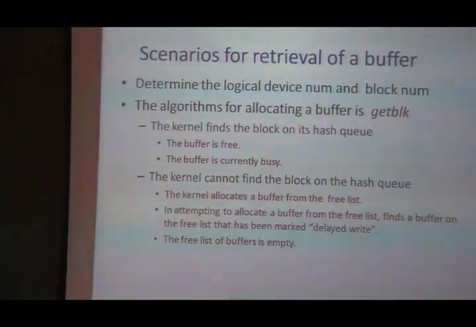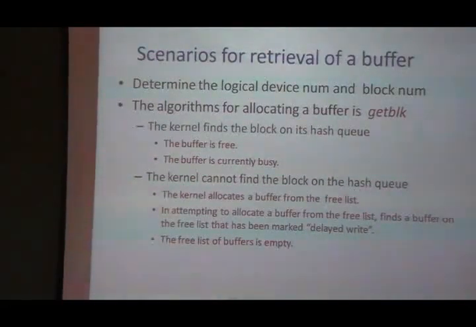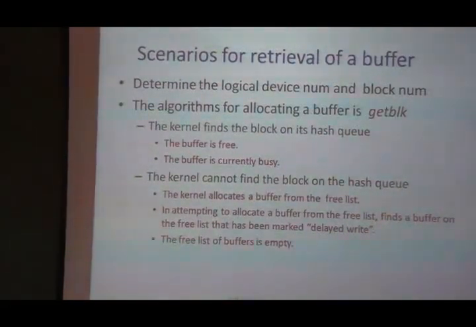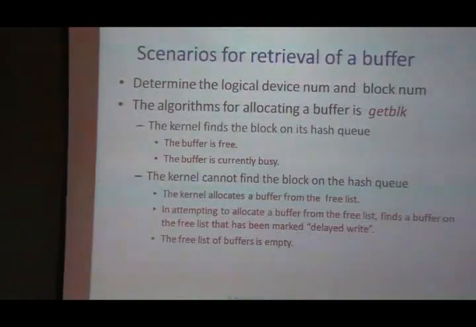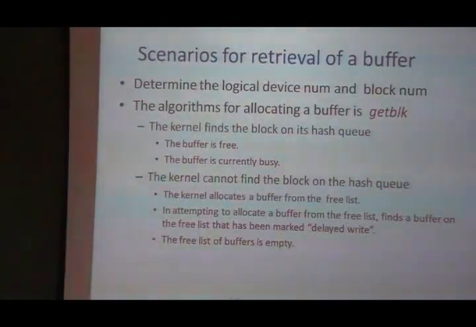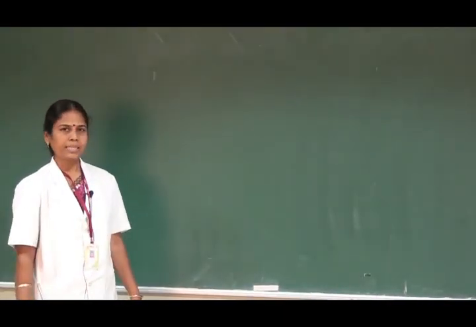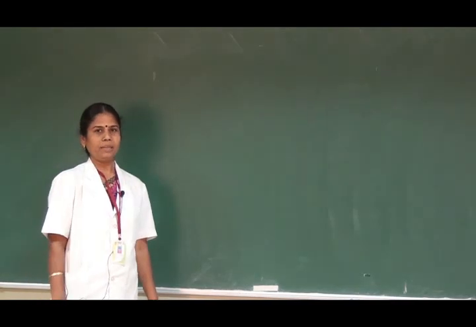The first is the buffer is free. The buffer is currently busy. The kernel cannot find the block on the hash queue. Again, there are 3 scenarios. The kernel allocates a buffer from the free list, and attempting to allocate a buffer from the free list finds a buffer on the free list, but it is marked as delayed write, and the free list of the buffers is empty. Okay, let us see an example for allocating buffers in the buffer cache.